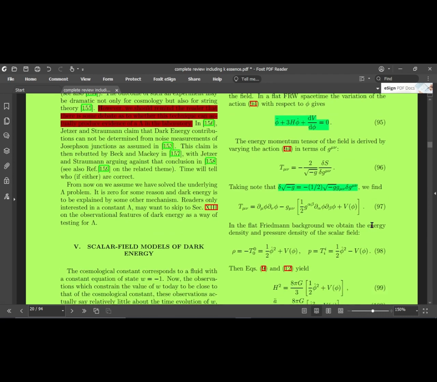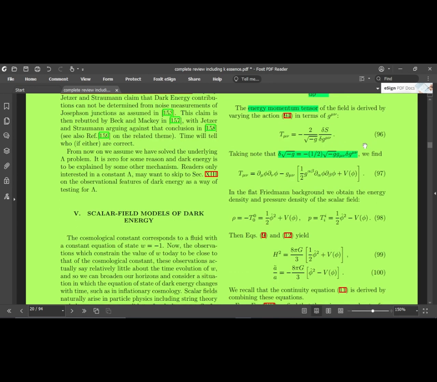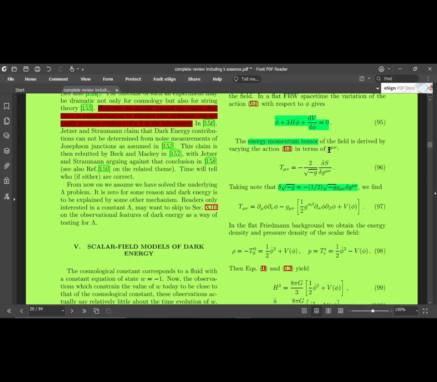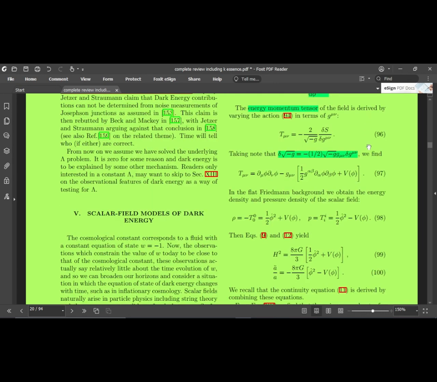And now we know the energy momentum tensor of this corresponding field when we vary the action with respect to the contravariant g mu nu. From here you have to apply some mathematics on how to vary with this square root, and you will get this kind of thing. This square root of g is the determinant of the metric g mu nu. So you first have to understand how to vary this kind of thing. It is not a great deal of mathematics, but you have to think about it.